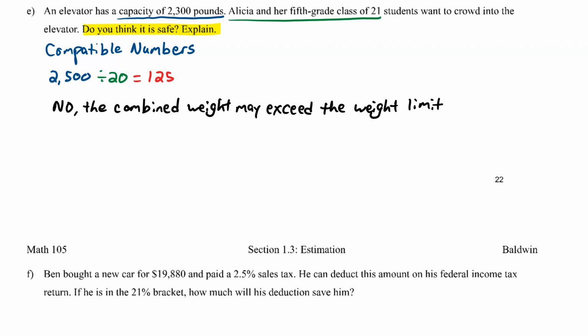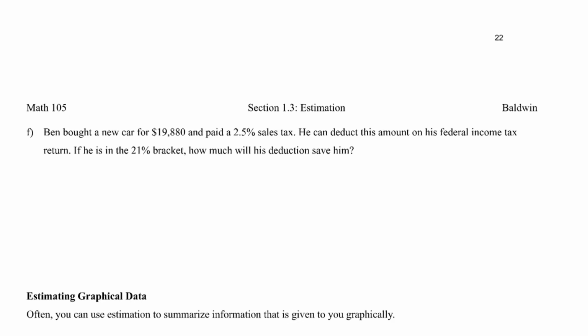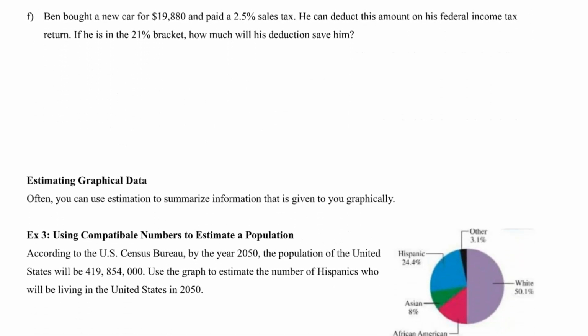So our last example of this type is part F. Ben bought a new car for $19,880 and paid a 2.5% sales tax. He can deduct this amount on his federal income tax return. If he is in the 21% bracket, how much will his deduction save him?